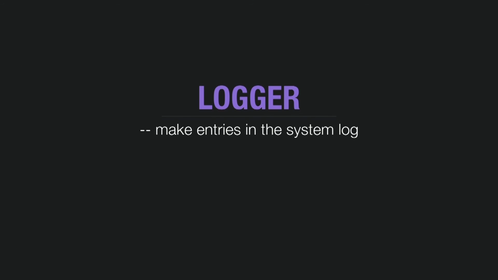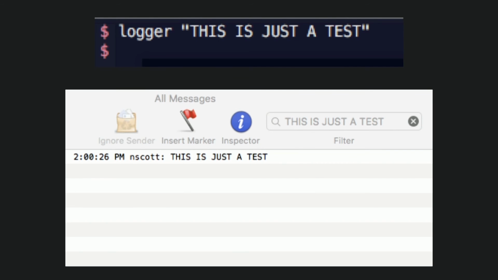So we'll talk quickly here about logger. It makes entries in the system log. It's very easy, very straightforward. It does what it says it does. If you open Terminal and you type logger, and whatever you put in quotes, go open your Console. It's going to be the last line in your system log. It's going to timestamp it. It's going to tell you what user just sent that to the logs. This is kind of neat.